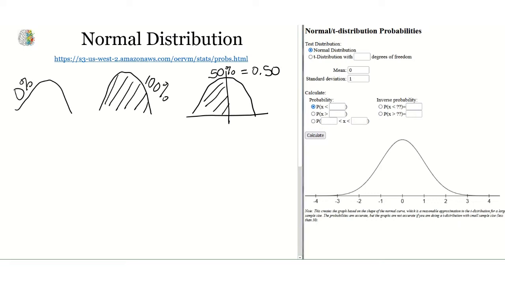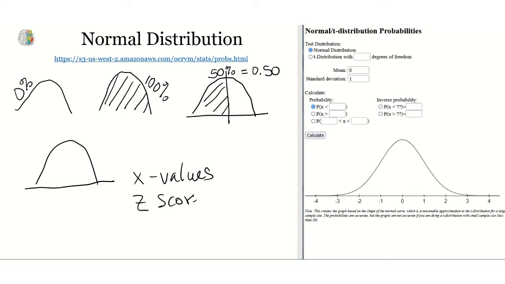Along the x-axis is going to be my x values or my z-score values. And that's where we have our mean, our 0, and these are all the values along the x-axis, and they're going to be spaced based on your standard deviation.